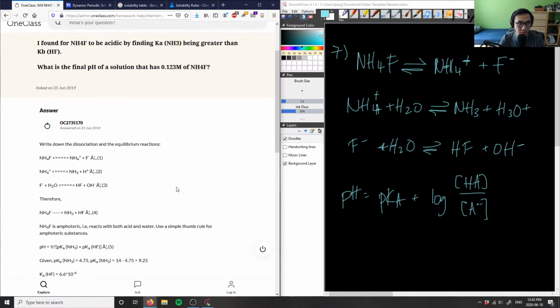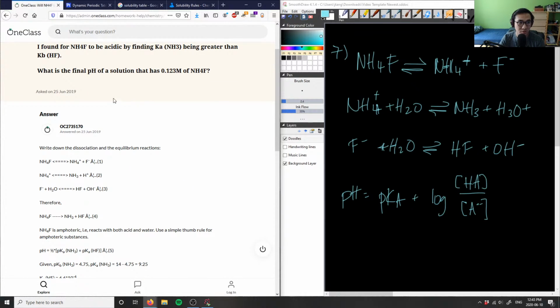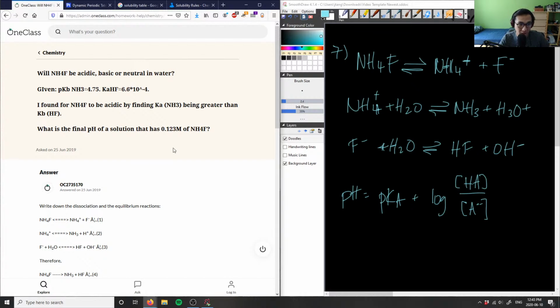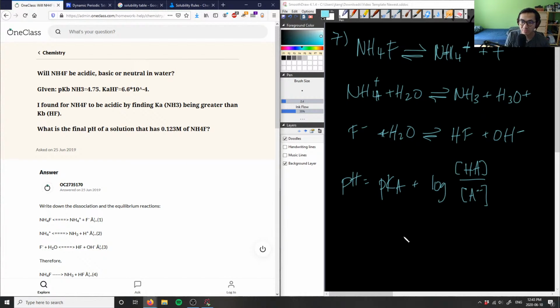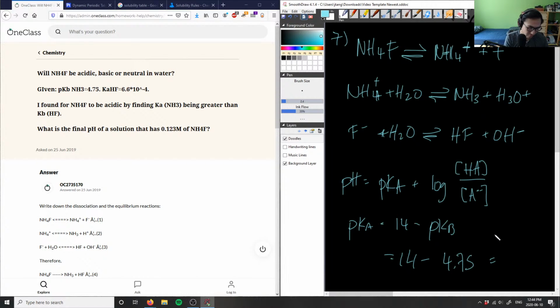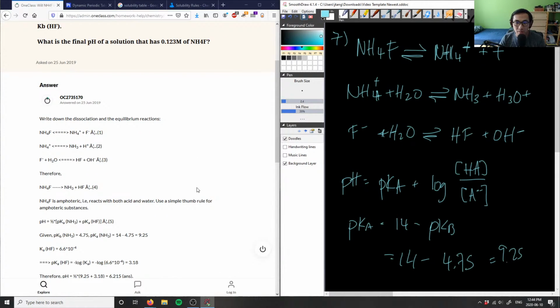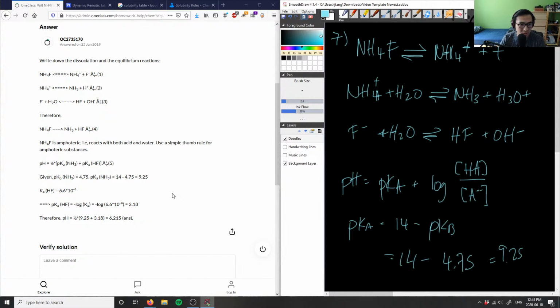Our pKa here is 4.75, or sorry, this is a pKb value, so I have to find a pKa value, which is 14 minus 4.75. So pKa is 14 minus pKb. It's 14 minus 4.75, which is 9.25. And then we can figure out our pH using the log of the concentration of base over acid here.